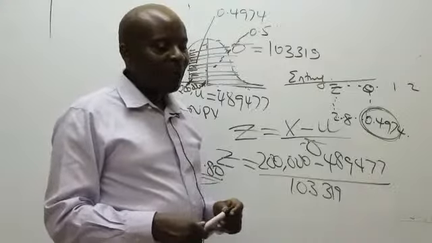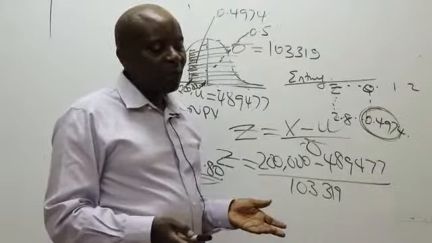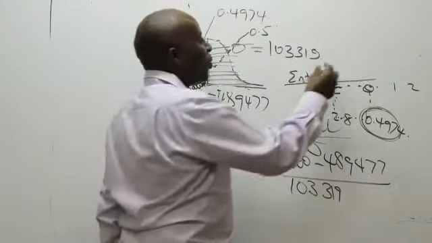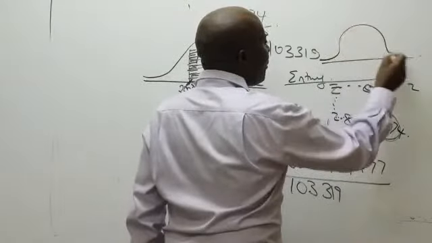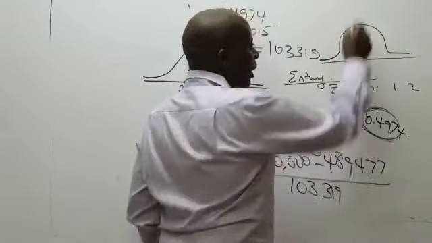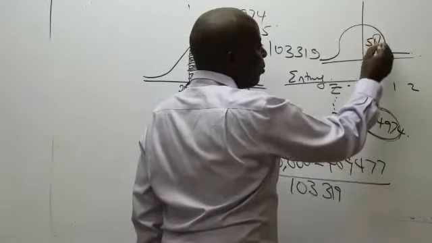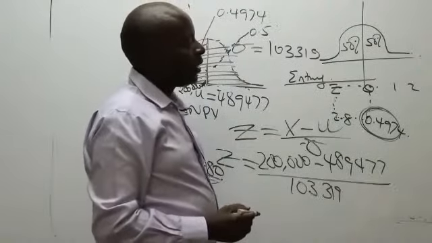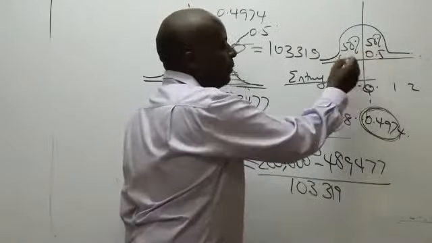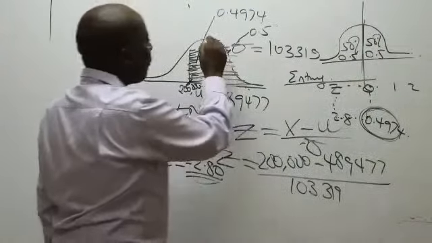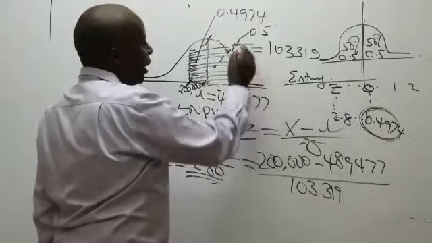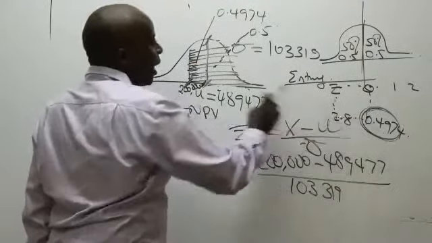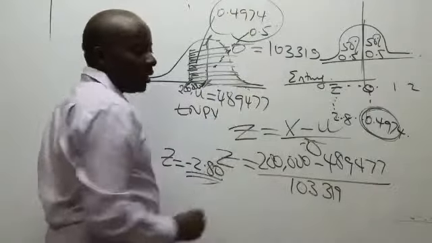Right? So this side is 0.5 and this side is 0.5. So what I took is this half area from here onwards, which is 0.5. And then of course from here to here, we can see that it is the entry area. And then now we'll be able to give them the total area.